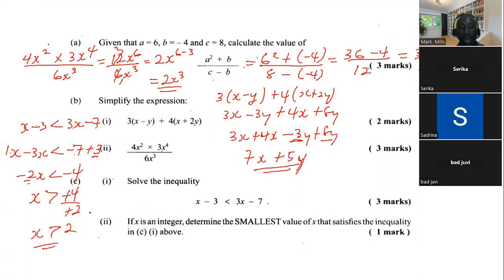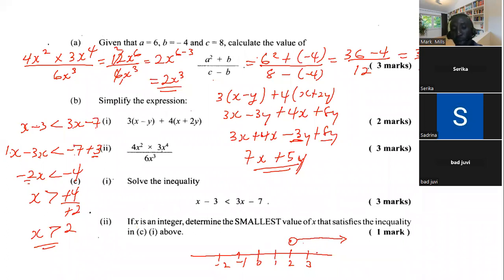Yes. Now, then they ask if x is an integer, determine the smallest value of x that satisfies the inequality. So if we have the number line like this, and we draw the line, this is 0. Then here we have 1, 2, and what? 3. Right? And here we have negative 1, negative 2. Now what we need is 2. We go to 2, and then you draw the line going this way, right?